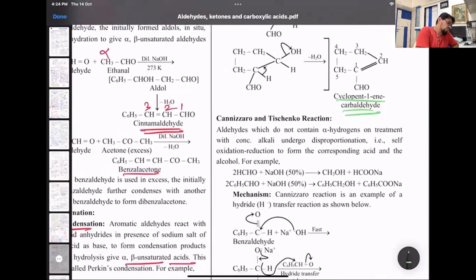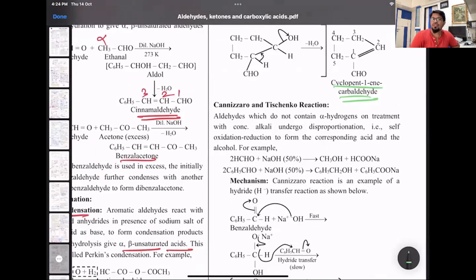Then next we have Cannizzaro and one more reaction called the Tischenko reaction. Tischenko is again an extra point. We just have Cannizzaro. Cannizzaro is given by those aldehydes which are devoid of alpha H. That is Cannizzaro's reaction: reaction with 50% concentrated alkali undergoes disproportionation. Disproportionation is simultaneous oxidation and reduction of the same species.